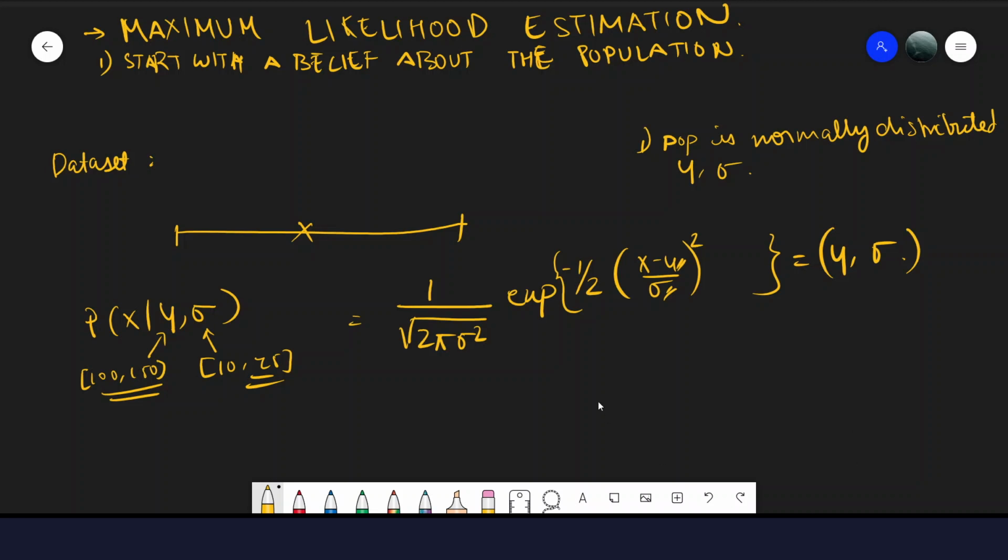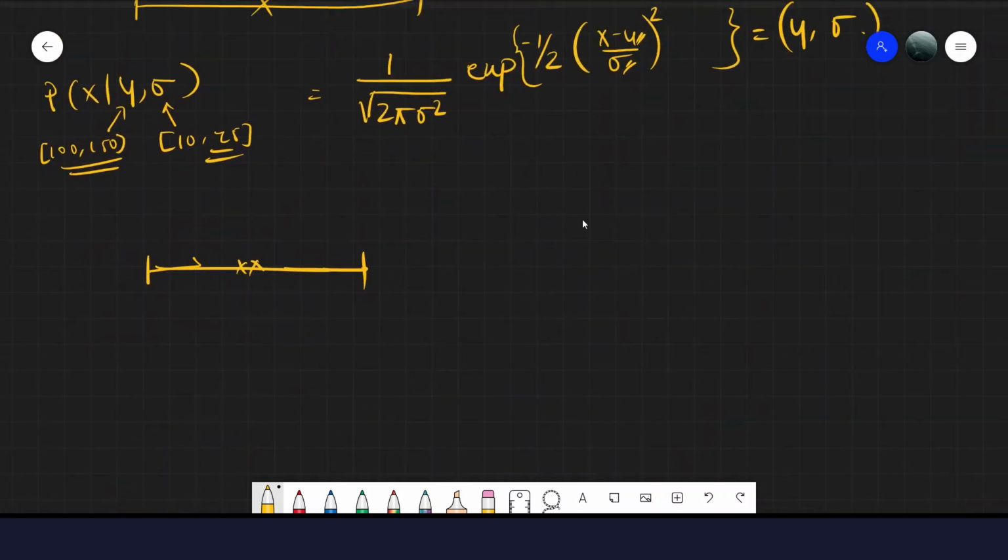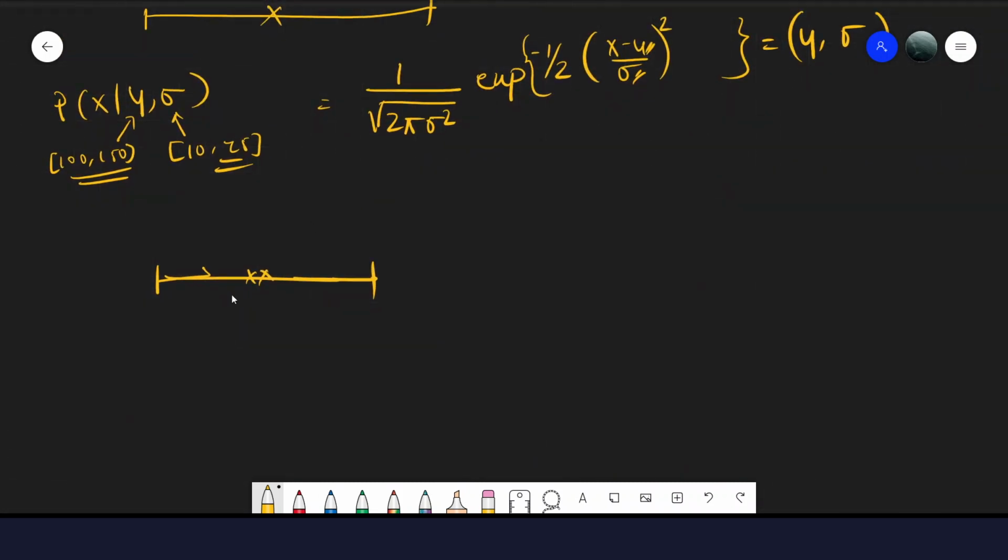So now in this example, we took only one data point. What if we have two? What if I have two data points like this over here? Let's call these data points x1 and x2. Again, I have to estimate the population parameters from this sample distribution. I start with the belief that the population of the sample follows a Gaussian distribution.